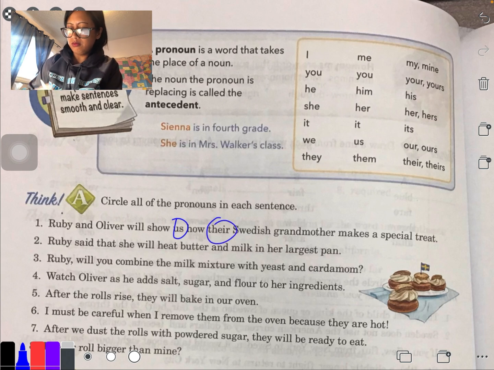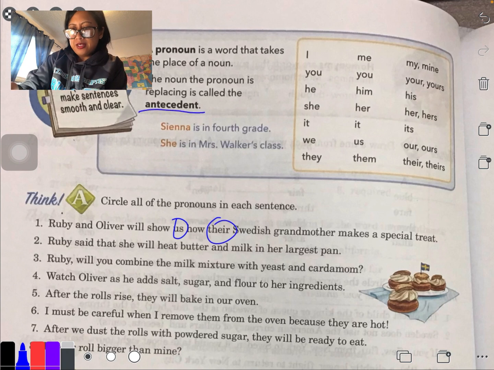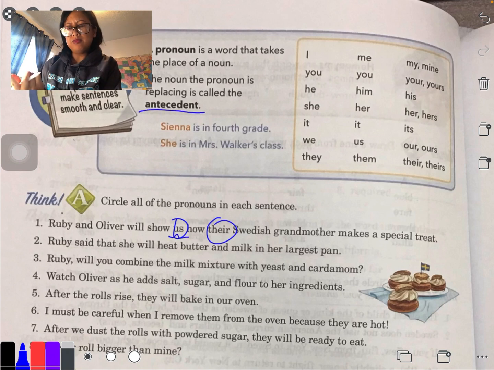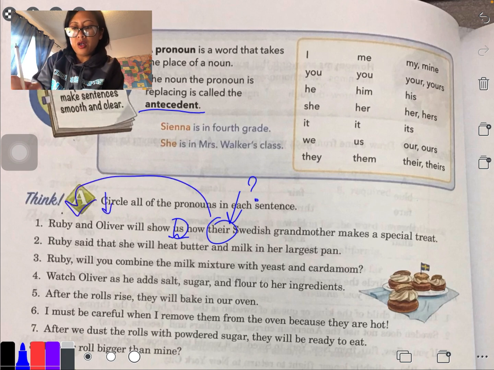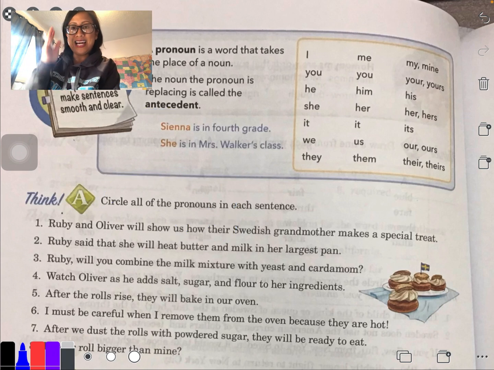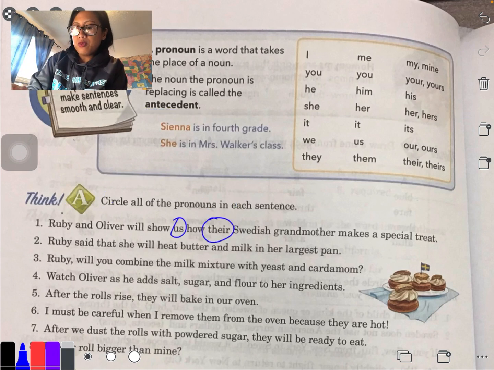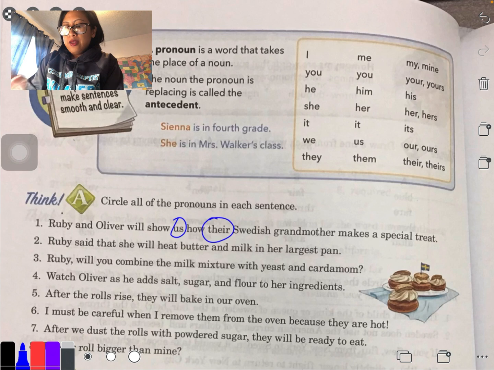That's it. Now the antecedent. Let me explain that. Remember antecedent, this word here. Who is us talking about? It doesn't say, but who is their talking about? Who showed us their special treats from their grandmother? Ruby and Oliver. Okay, now you don't have to do anything about Ruby and Oliver. I just wanted to show you what an antecedent is. So let me recircle us there.